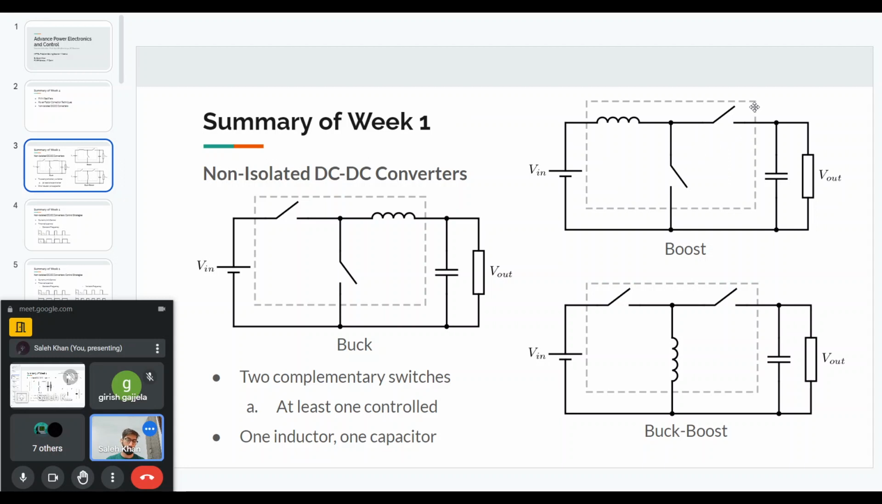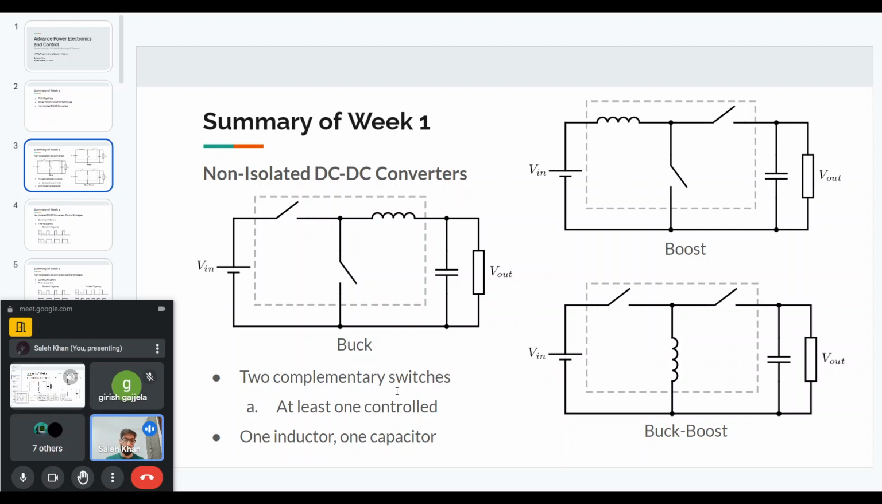Similarly for the boost converter, if both of these switches are on, then the output voltage will be shorted, so we get zero output voltage. And if we have a capacitor here, the output voltage will retain its voltage until then, and with both switches on, they will draw a lot of current. Similarly, in the buck boost converter, if both of these switches are on, V in plus V out gets shorted. So both these switches cannot be on at the same time.